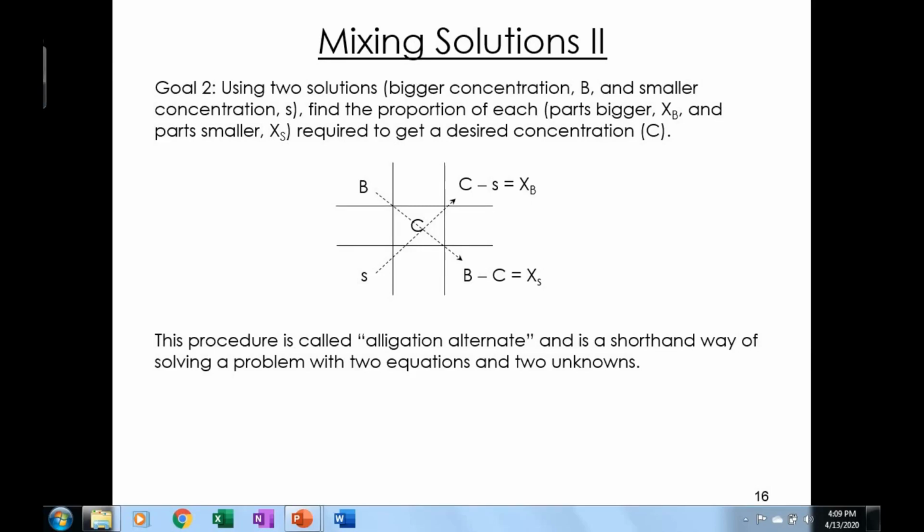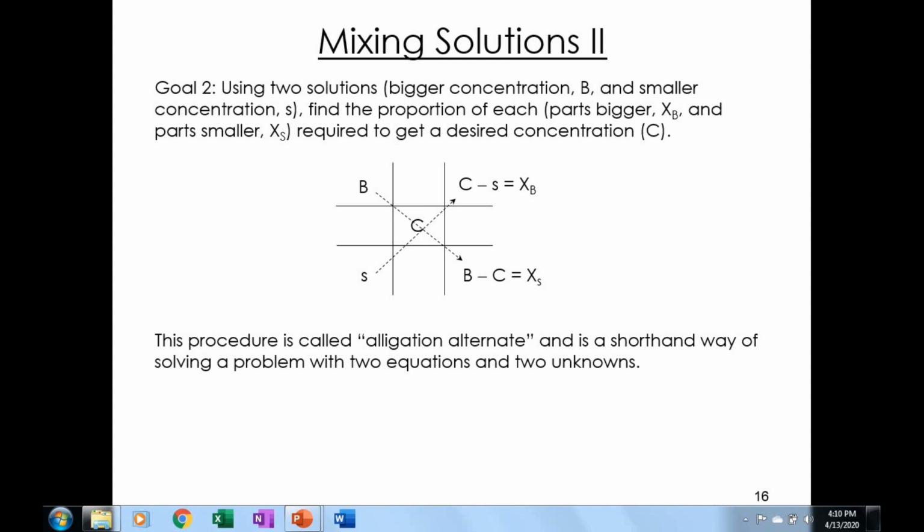It's one thing to figure out what concentration will result from combining several different solutions, like we did for alligation medial, but it's another to determine how much of each solution you should use to obtain a specific desired concentration. The thing that makes this kind of problem tricky is that the addition of each solution adds to both the total amount of drug and to the total amount of solution. So it adds to the top and the bottom of the concentration expression.